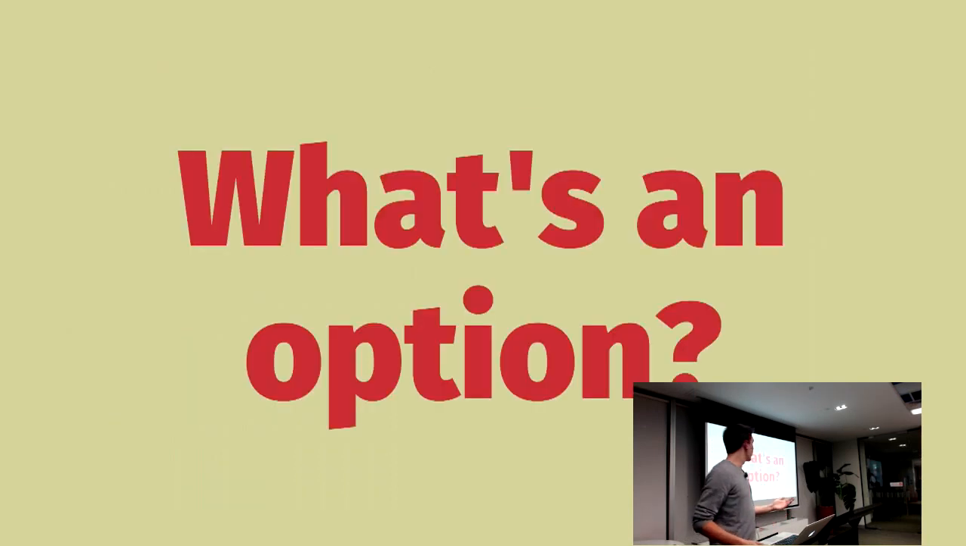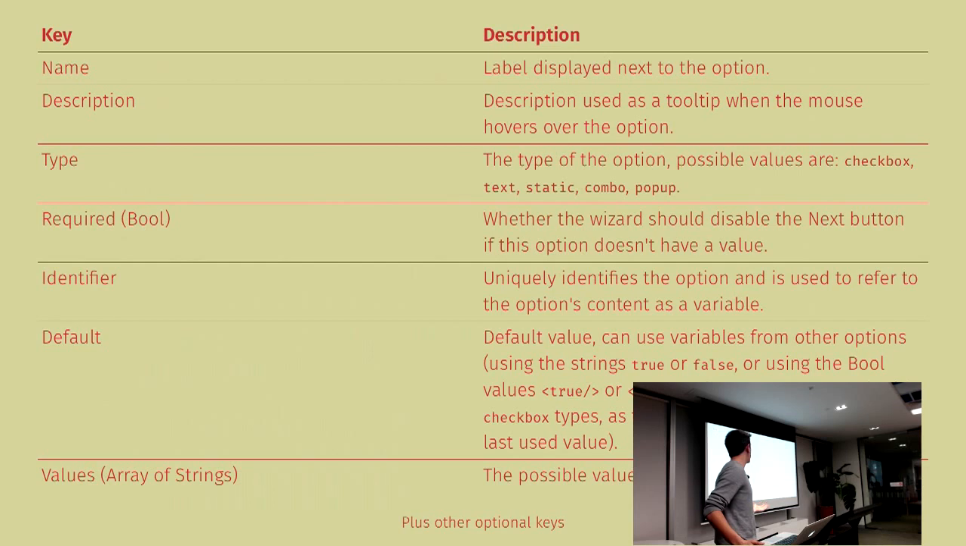So what's an option? An option is an XML dictionary that can have those keys. Probably some of them are required and some of them are optional. But basically, it just says the name, the description, the type. Probably the most important thing is the type. So you can have a checkbox, text, static text, combo, or pop-up. I haven't used them all, so I wouldn't be able to explain all of them. But an identifier, that's quite important. Default values, and an array of values if it makes sense for combo boxes or pop-ups.